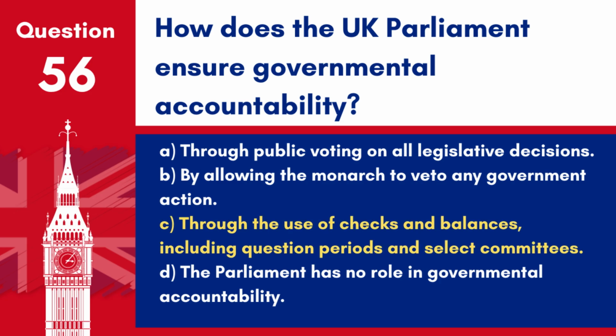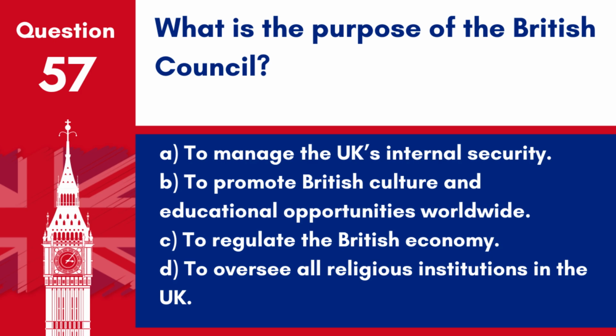Answer. C. Through the use of checks and balances, including question periods and select committees. The UK Parliament ensures governmental accountability through mechanisms like debates, question times, and the work of select committees that scrutinise government actions. Question 57. What is the purpose of the British Council?